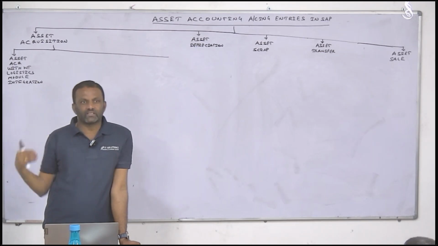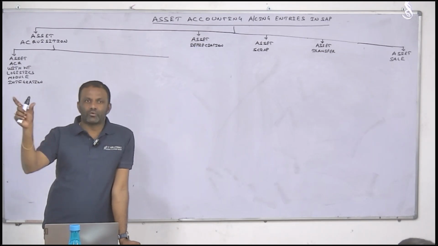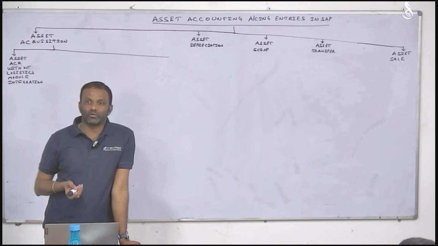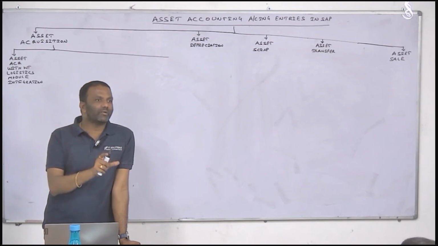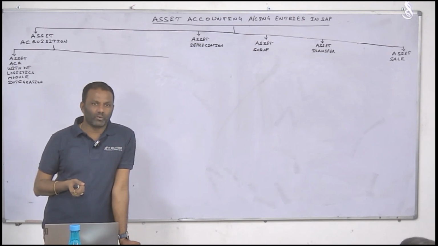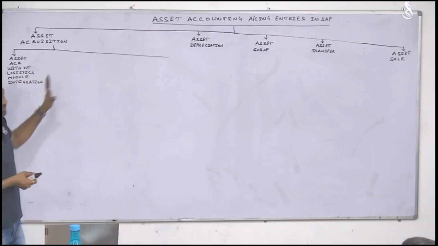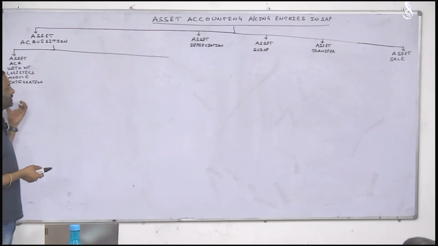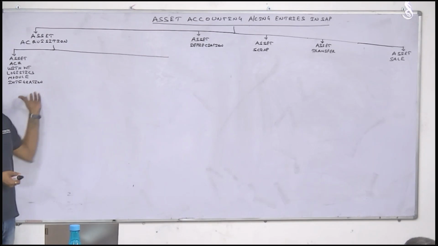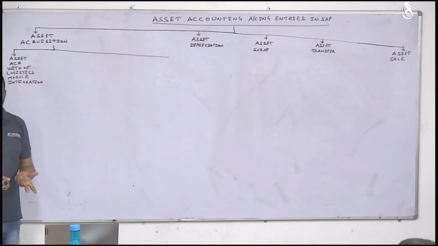You will receive that asset. Asset account debit to GRIR account. Asset account debit to GRIR instead of raw material inventory. Hope you got my point. So in that way also the organization can go, or in this way also the organization can go. That is totally the organization's call, how they will go.